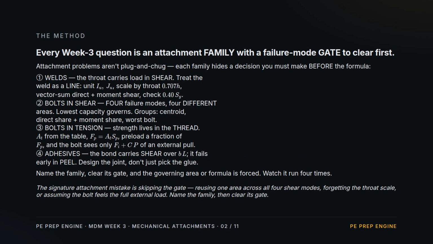Attachment problems aren't plug and chug. Each family hides a decision you have to make before you touch a formula. Welds. The throat carries shear, so treat the weld as a line, scale the unit properties by the throat, and vector sum the shears. Bolts in shear. 4 failure modes on 4 different areas, and the lowest capacity governs. Bolts in tension. The strength lives in the thread, so read the stress area from the table, and remember the bolt feels only a fraction of an external pull. Adhesives. The bond works in shear but fails in peel, so design the joint. Name the family, clear its gate, and the formula is forced.